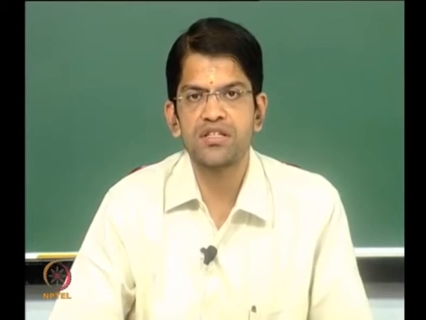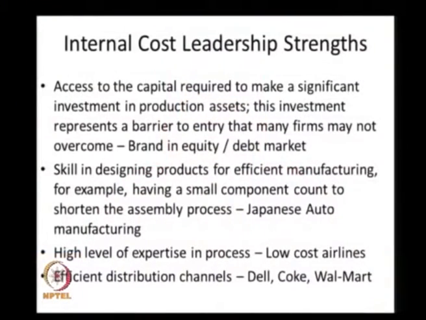Or some organizations build cost leadership strategy by having a high level of expertise in the process that they are providing. You can see this in the low cost airlines. Or some drive down costs because of an efficient distribution channel. Dell is an example, Coke or Walmart. So these are organizations which have an efficient distribution channel, as a result of which they are able to drive down cost.